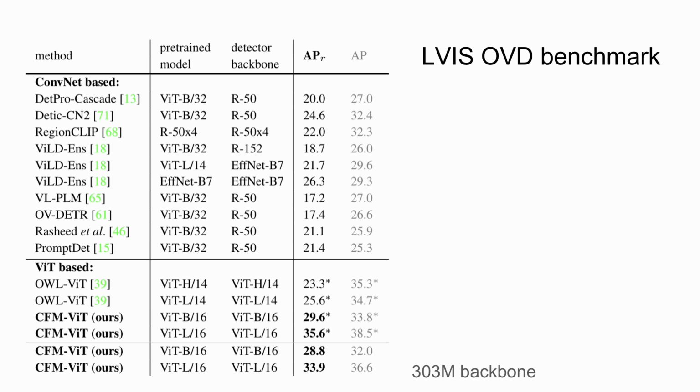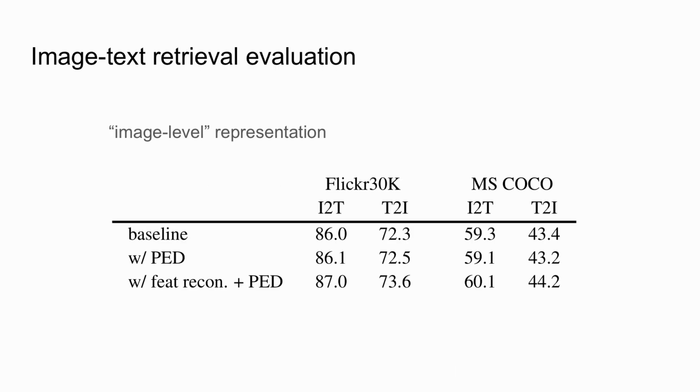This is the comparison with existing OVD methods. Here, CFM-ViT outperforms all ConvNet and ViT-based methods by a large margin. We also evaluate CFM-ViT on the zero-shot image-level retrieval. Both contrastive feature masking and positional embedding dropout improve the image retrieval performance.